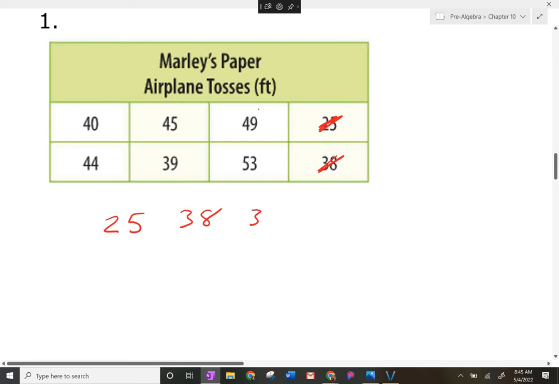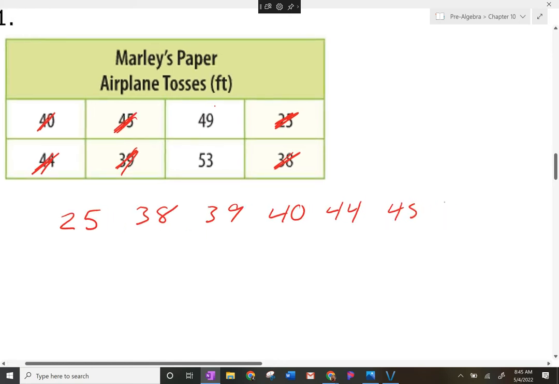Then 39. 40. 44. 45. 49. And then 53. So here is all my data, all in order.